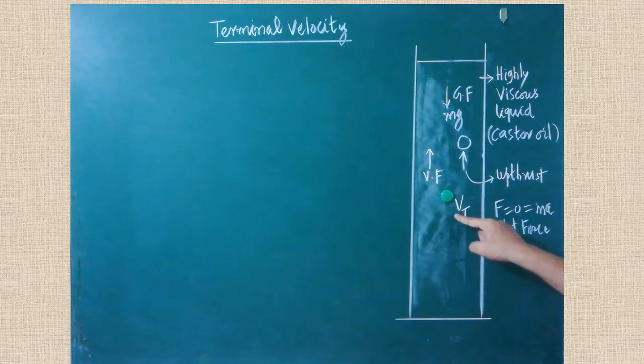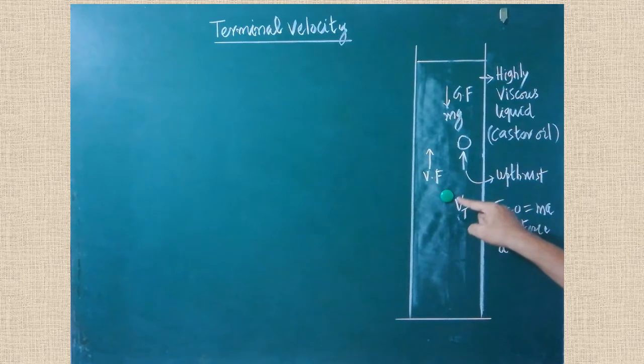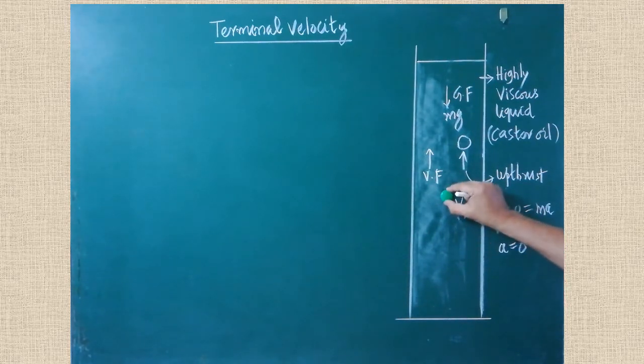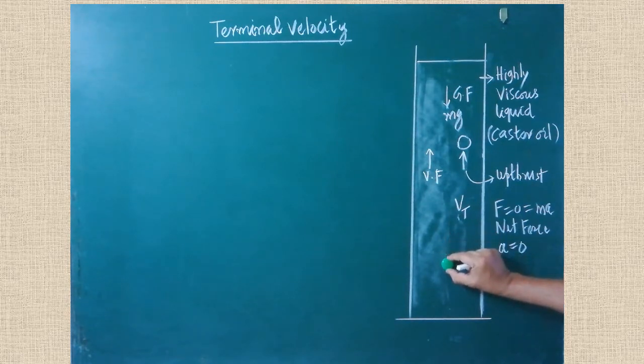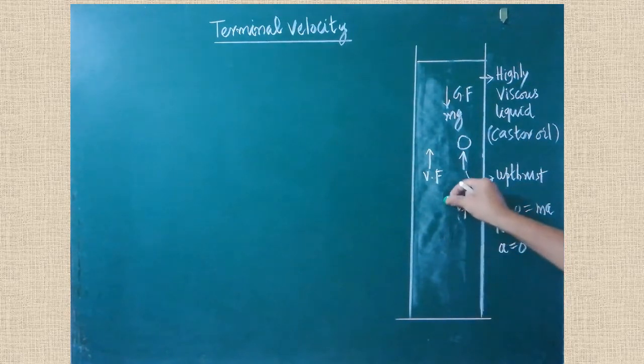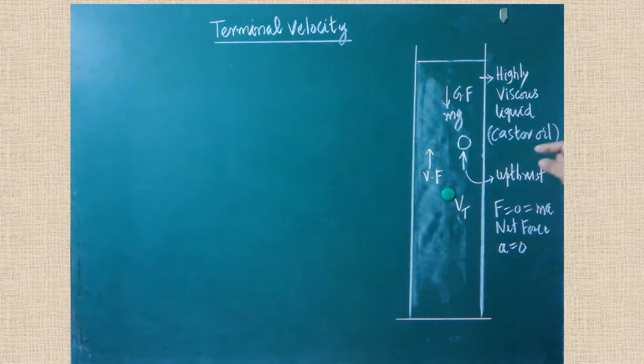Acceleration is 0 means what does it show? The velocity is not changing. Velocity is not changing means it has attained a constant velocity. It is clear. It is moving with a constant velocity. Finally, it reaches the ground. Are you clear? That constant velocity is called terminal velocity. That happens whenever any metallic sphere is dropped within a highly viscous liquid. That is very important. Are you clear?